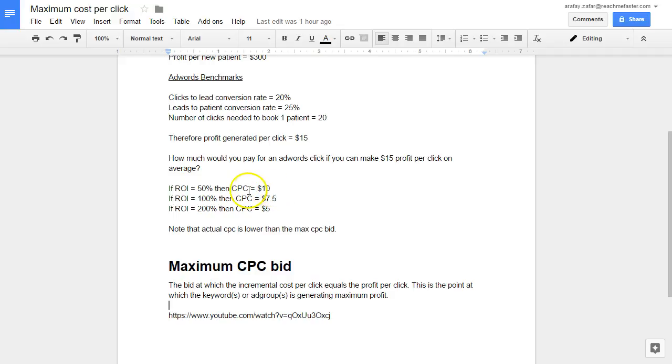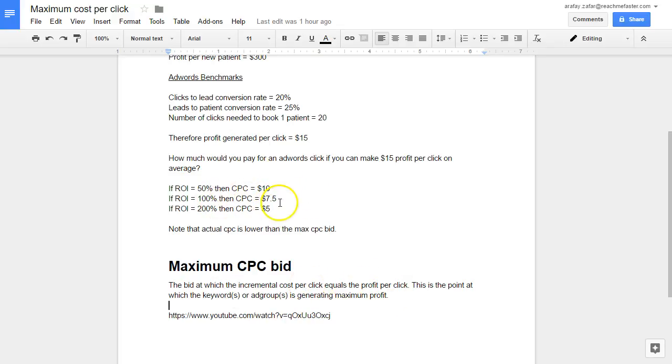Now this is the actual cost per click, meaning what you pay. However, the bid, that is what you bid, is always going to be more than what you end up paying, because that is how the auction works. And to understand the maximum CPC bid, I suggest you watch this video again that I already linked in the previous video, and this basically explains what the maximum bid is. The bid at which the incremental cost per click equals the profit per click.